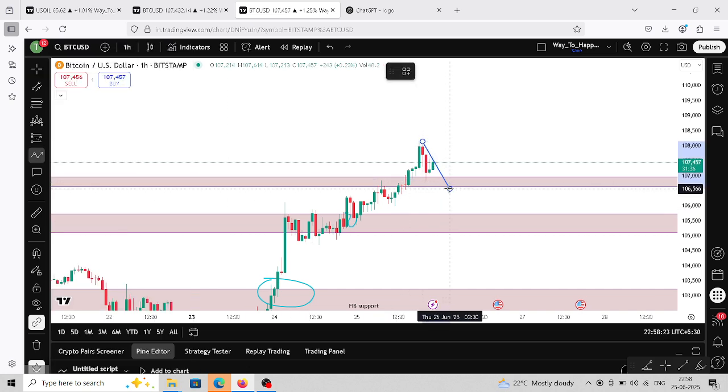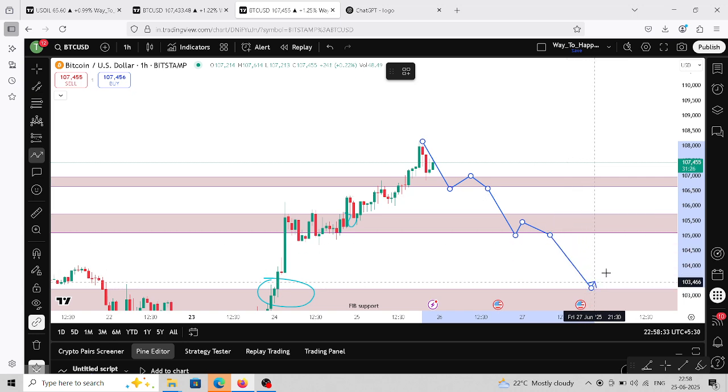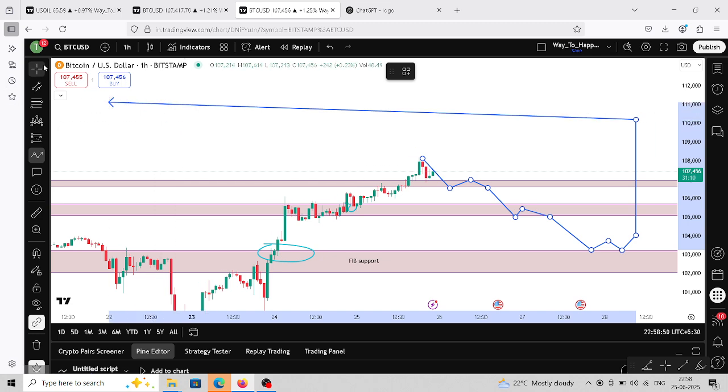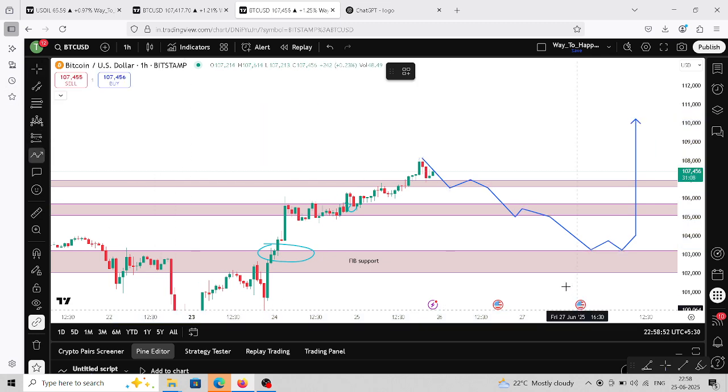It retraces and goes up. If it breaks this, again the retracement can come here. If it breaks this, again the retracement can come till here. Here, okay, because this is a very strong flip support, here is the decision-making time. Now either it has to go up from here again, or it has to break this level.